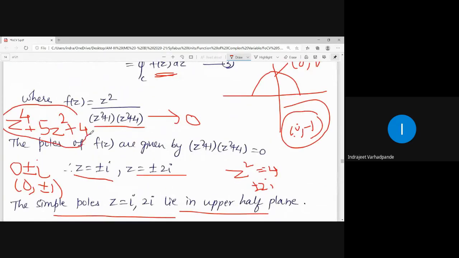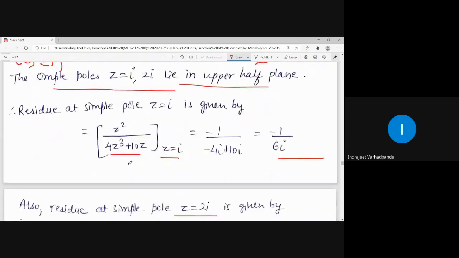Open the bracket, so it becomes z to the power 4 plus 5z square plus 4. Derivative of this term will be 4z cube plus 10z. Put z is equal to i. In the numerator, the value of z, i square is how much? -1. What is z cube? z cube will be i cube. How much is i cube, son? i square into i. Okay. What is i square? -1, so the value of i cube becomes -i. Therefore the value of 4z cube at z equal to i becomes -4i. And this is your 10i. 10i minus 4i is 6i. Clear?